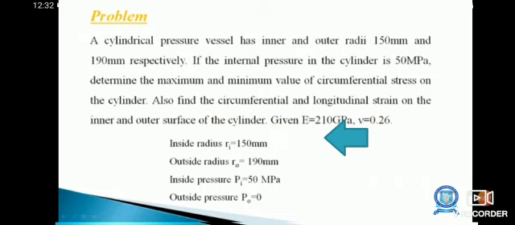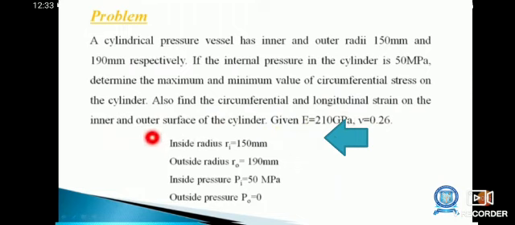Once again I will read the problem. A cylindrical pressure vessel has inner and outer radii of 150 mm and 190 mm. That is the inner radius, that is the outer radius. The internal pressure of the cylinder is given as 50 megapascal. Determine the maximum and minimum value of circumferential stress. Also find the circumferential and longitudinal strain on the inner and outer surface of the cylinder. Young's modulus and Poisson ratio are also given.